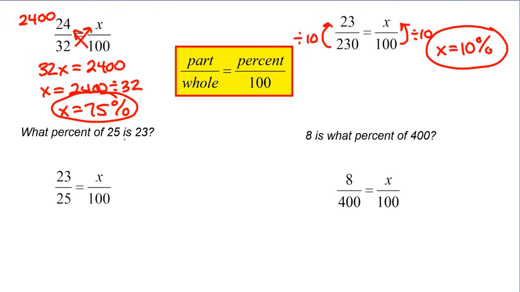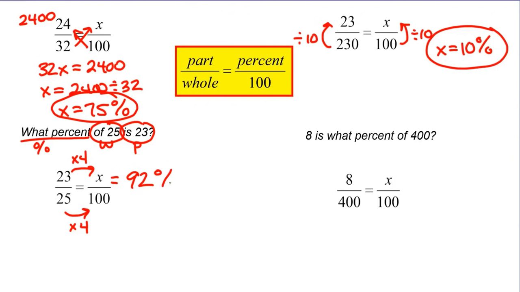What percent of 25 is 23? So again, the percent is missing. What percent of 25, that's the whole, is 23, that's the part. So 23 out of 25 is how much out of 100? So there's a nice horizontal relationship here between ratios. 25 times 4 is 100. So 23 times 4 will tell me my answer, and 23 times 4 is 92. So X equals 92%. 23 out of 25 is 92%.